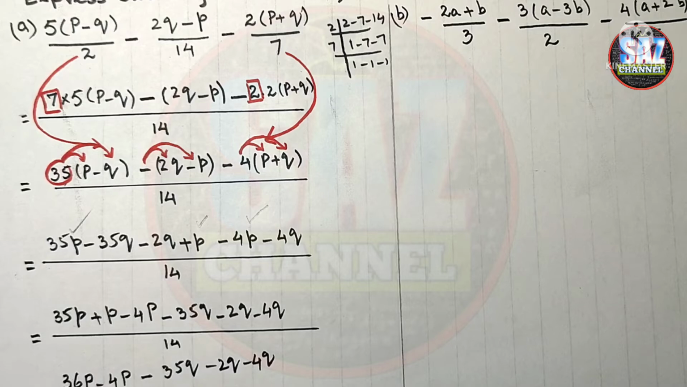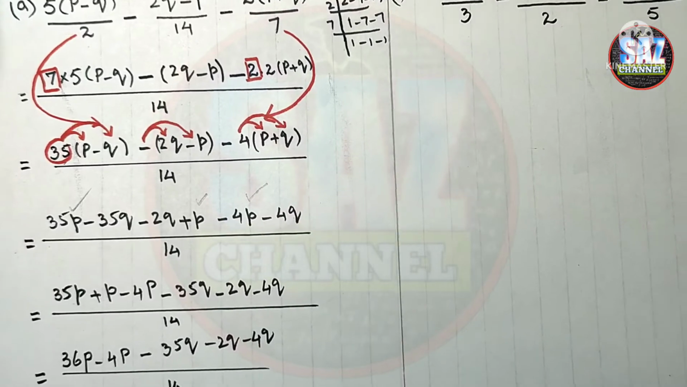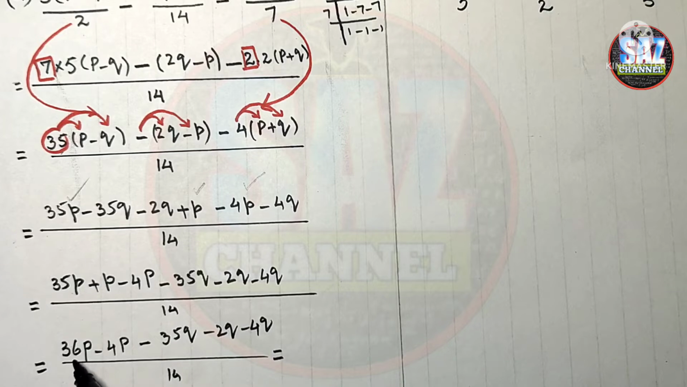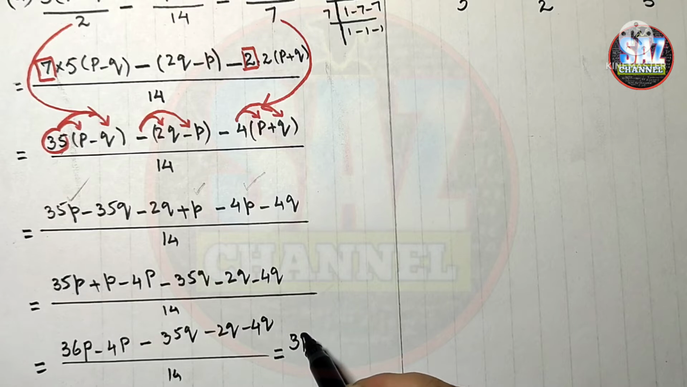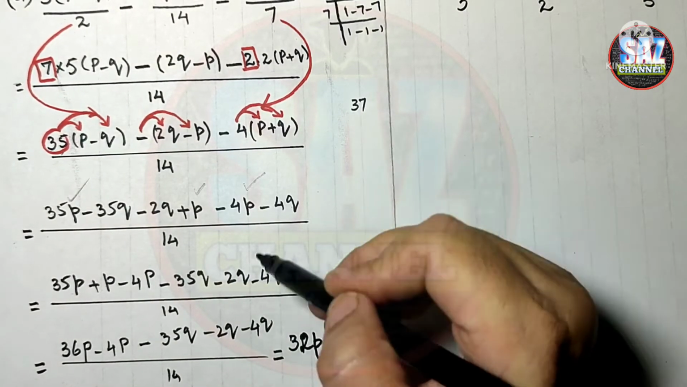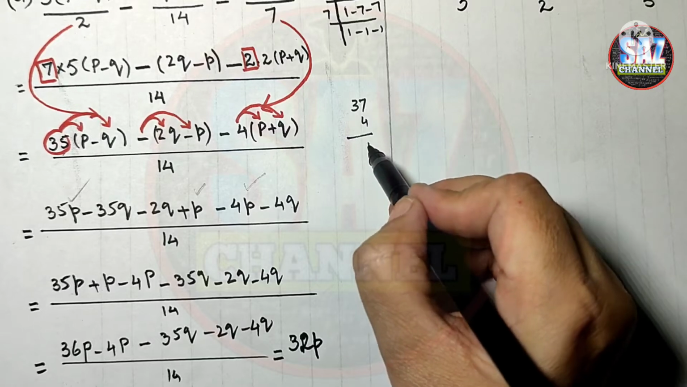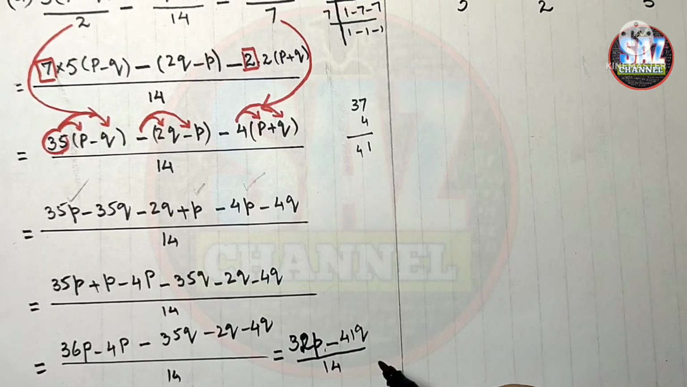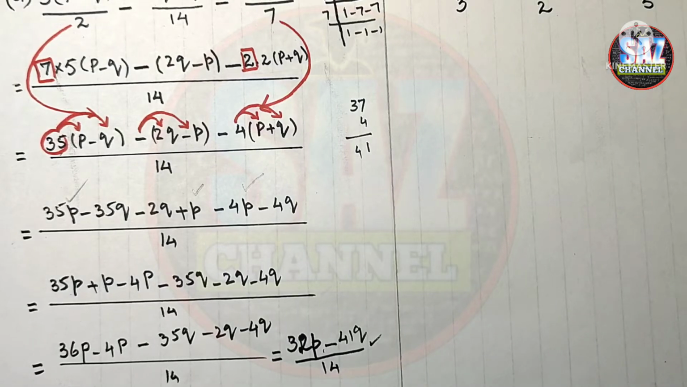Let me slide the page so that my calculations can come under the camera. Now let me complete the calculation at this place. 36 minus 4 is 32, 32p, and 35 and 2 is 37, 37 and 4 is 41, minus 41q upon 14. I hope you are clear about this question, and let us move to the second part.